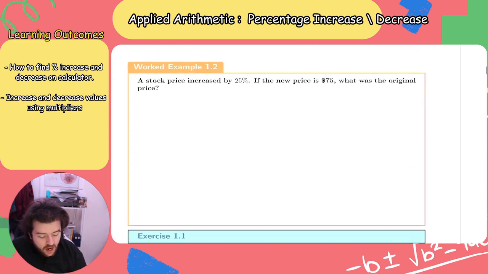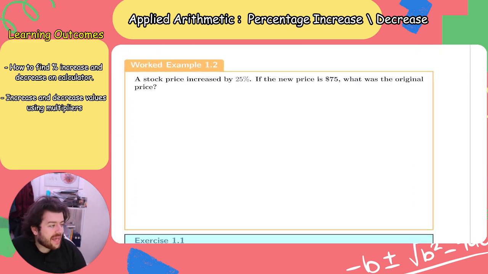Here's one more example. Now, in this example, we know what something increased by, and we know what the final amount is.